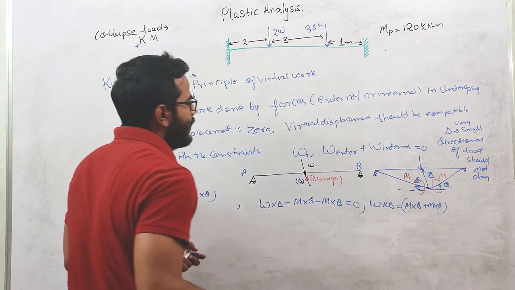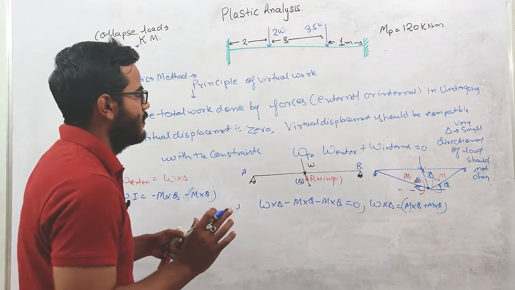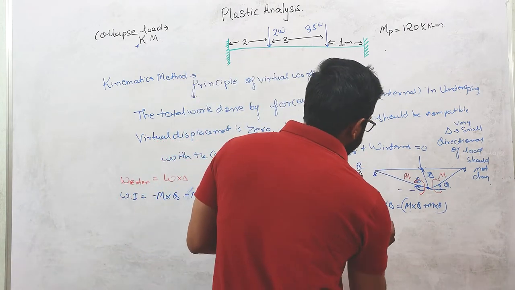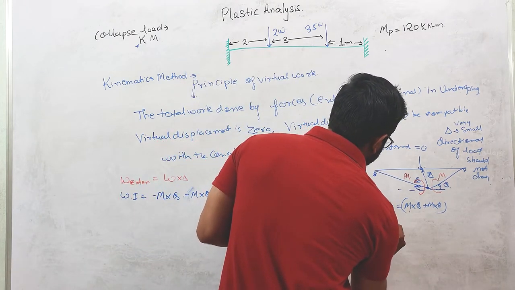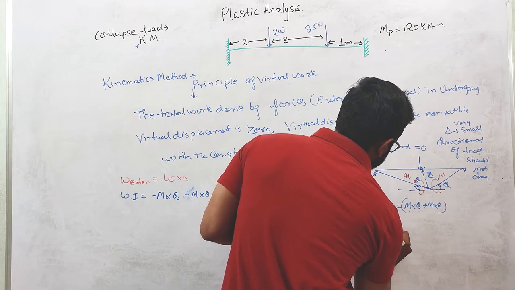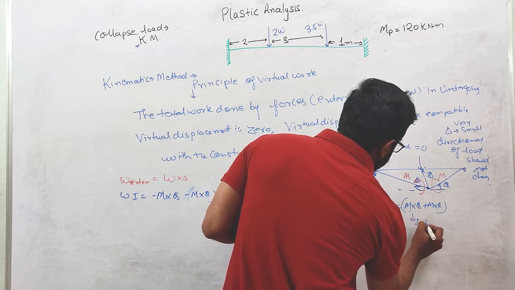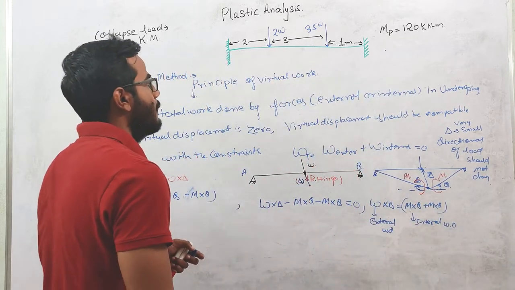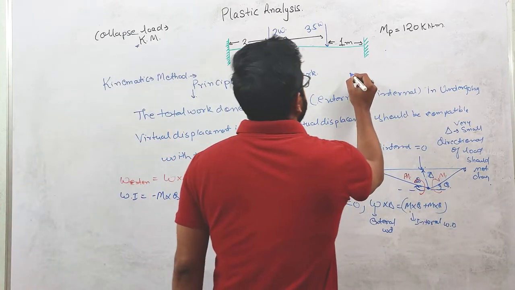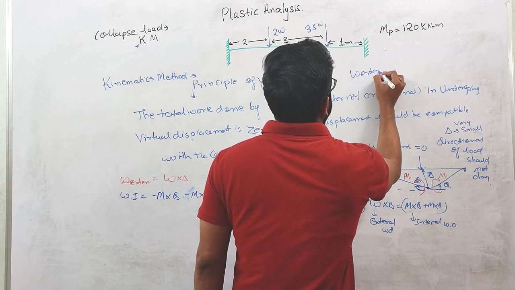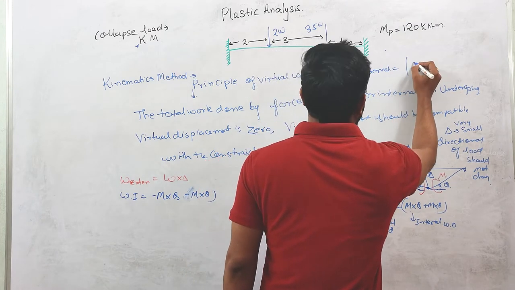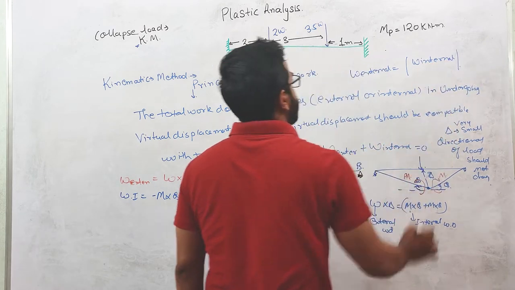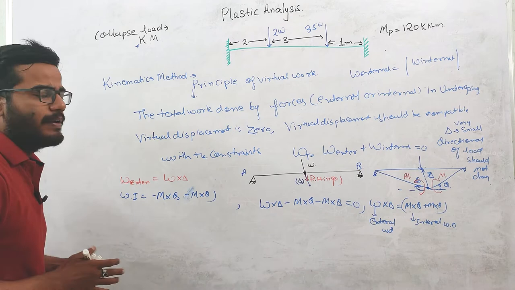Generally in books, they give the principle of virtual work as: external work done is equal to internal work done. You can write it like this: work done external is equal to the modulus of work done internal. So this is your principle of virtual work.